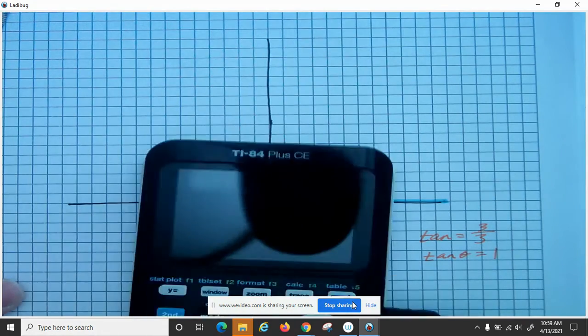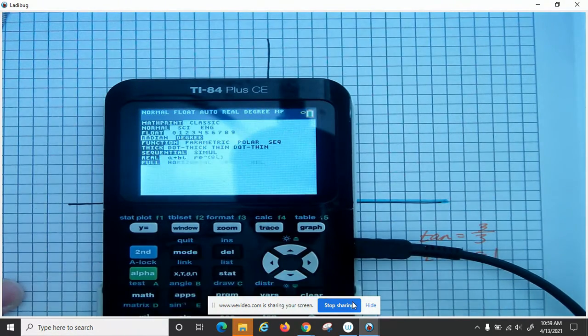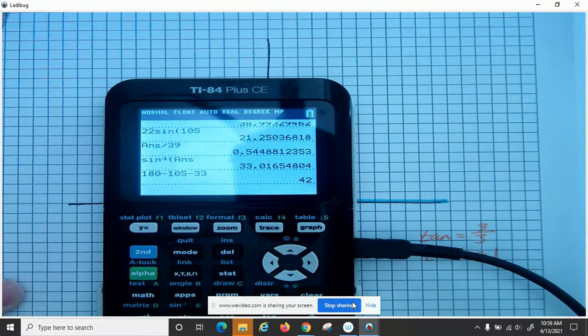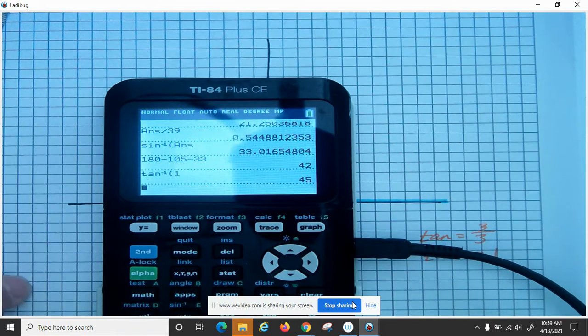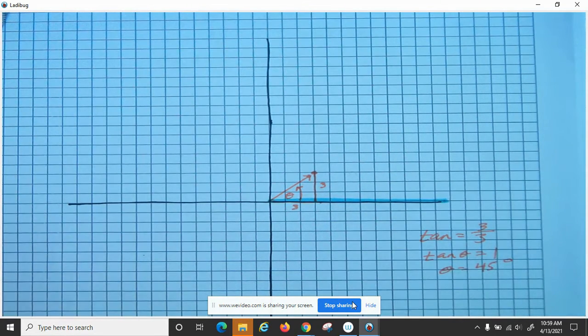And if I go over to my calculator now, my calculator is already in degree mode. I'm looking for the angle measure, so we're dealing with arctangent of 1. And I get a 45-degree angle. So angle theta is equal to 45 degrees. All right, simple, easy enough. Let's do the second one.